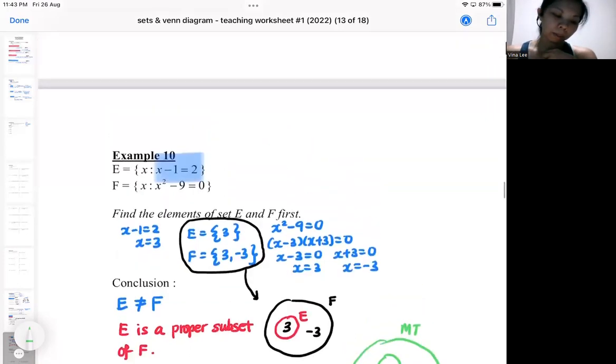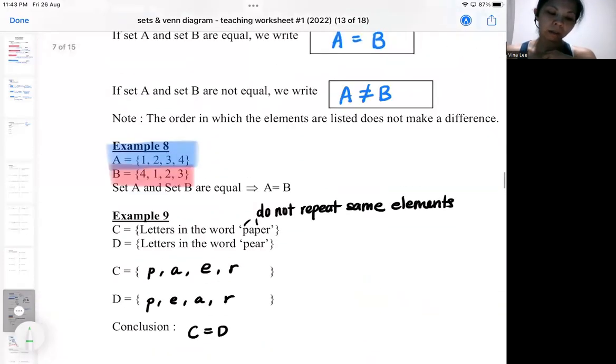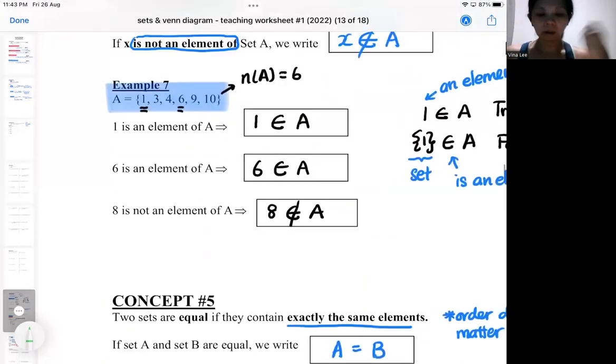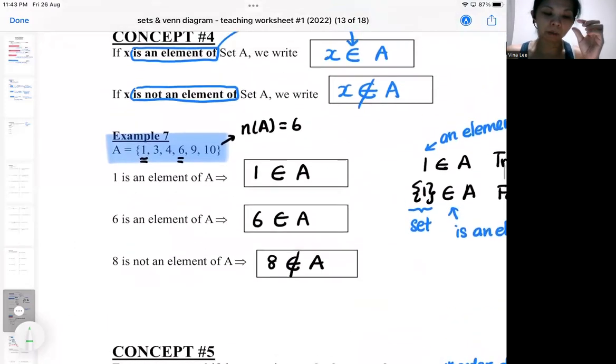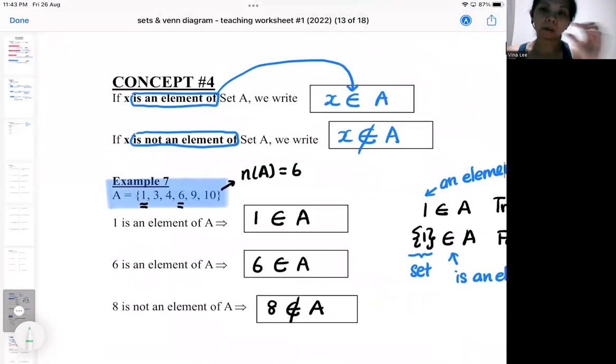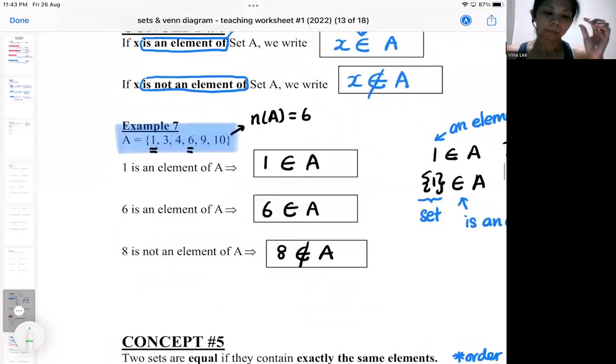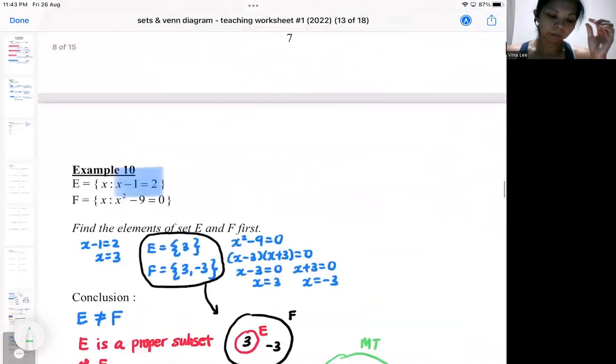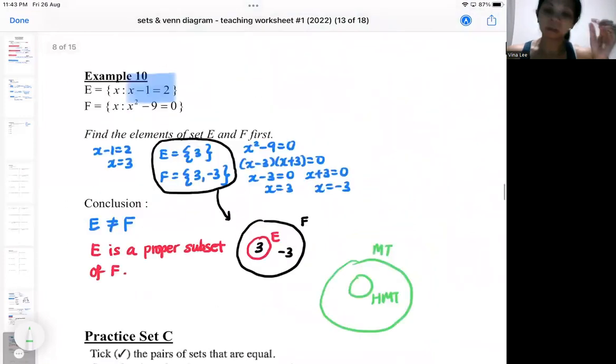Okay, so in this part, you need to understand the idea of equal and the idea of using the symbol is an element of. Okay, so these will be the few basic things first.